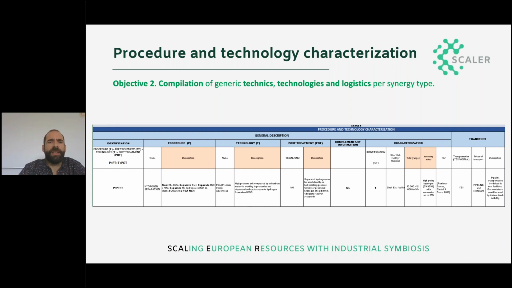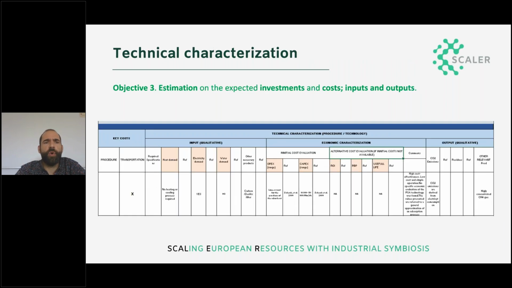Once we have characterized this second stage, we move on to the final technical characterization of the synergy. The objective was, of course, as we know, very important to sustain the synergy implementation in this economic context. So we make an estimation on the expected investments and costs, as well as the inputs and outputs associated mostly to the technologies and the procedures involved.